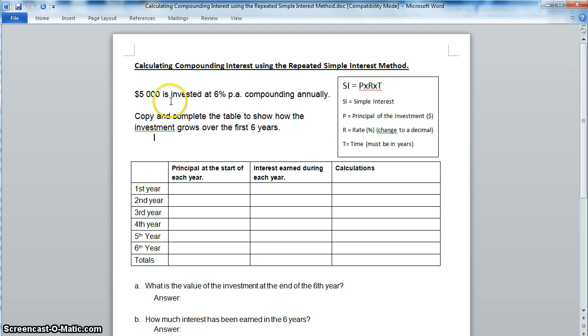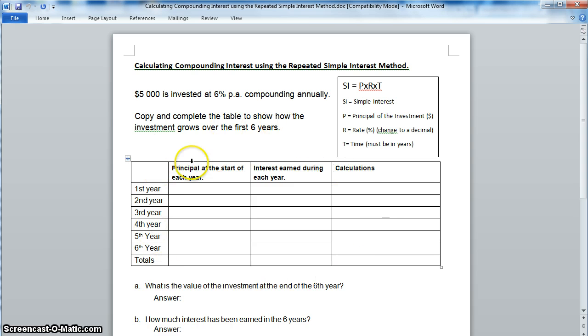So the question is, $5,000 is invested at 6% PA. Remember, PA stands for per annum, and it's compounding annually. So annually means per year. So it's a compounding interest problem. It's not a simple interest problem. It's a compounding interest problem, but we are going to use the simple interest formula. Copy and complete the table to show how the investment grows over the first 6 years.